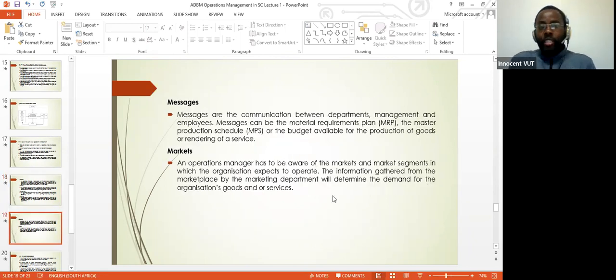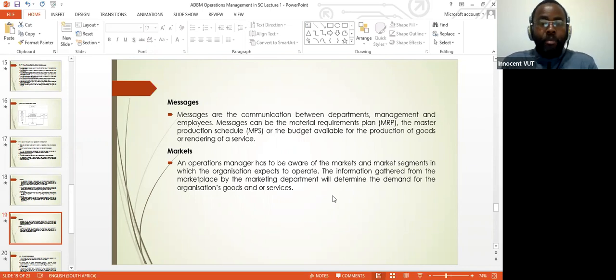And then the other M, which is M number 7, messages. These are the communication between departments, management, and employees. Messages can be the material requirements plan, which is MRP, the master production schedule, or the budget available for the production of goods or rendering of a service.